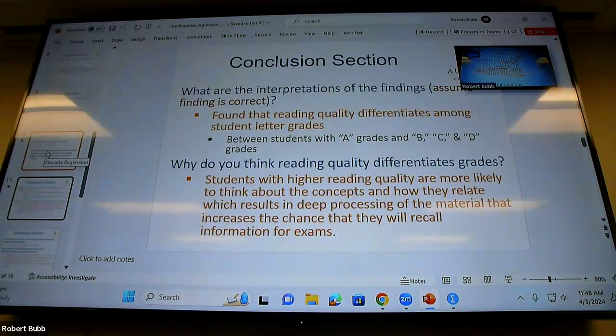All right, so overall, if you're getting into a conclusion section, you would want to state what you found. Overall, we found that reading quality differentiates among student letter grades. That was our overall finding. And now we want to get into the interpretation part. This part is assuming that your finding is correct. You always start off assuming your finding is correct.